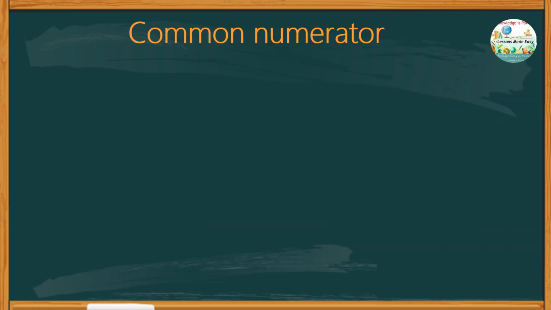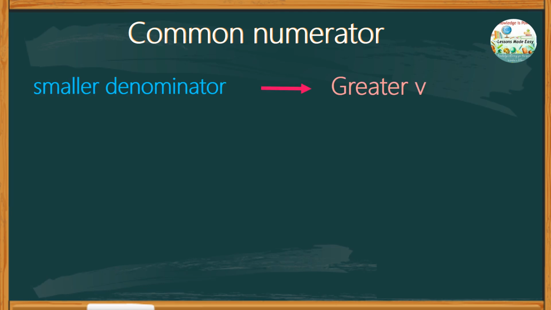How about when fractions have common numerator? Well, for this type of fractions, it's quite the opposite. When the numerators are the same, the fraction with the smaller denominator has the greater value. For example, fractions with a common numerator of 9 and the denominators are 2 and 5. 2 is less than 5 and therefore 9 over 2 is greater than 9 over 5.